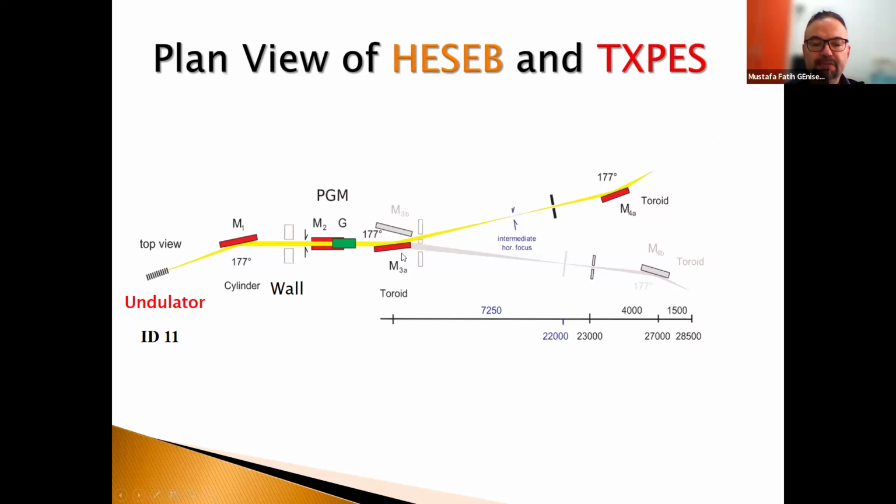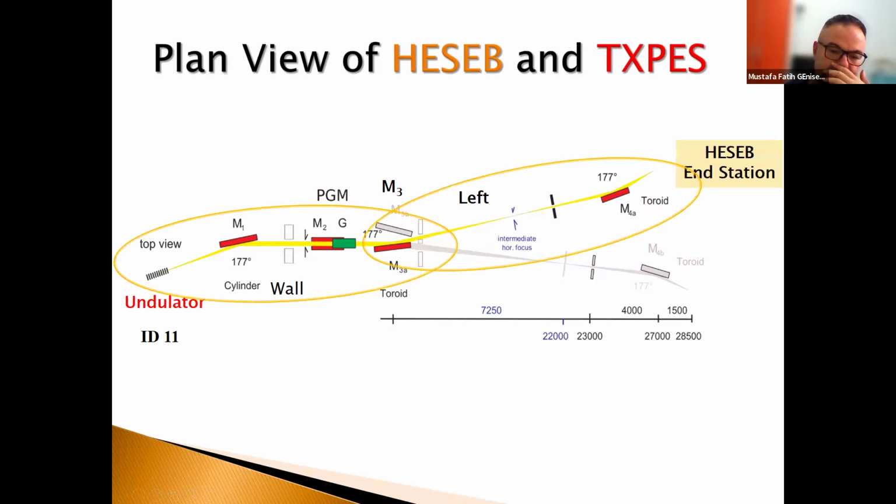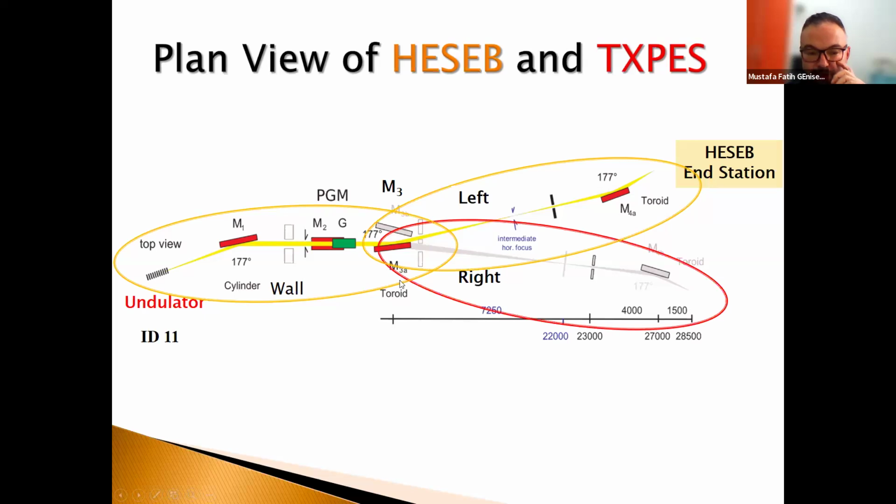If we put M3A in front of the beam, it will direct the beam to the left, to HESEB, as I mentioned, ID11L. We will focus the beam here, and after that we have a refocus mirror. At the end of the HESEB line, we have the HESEB end station. If we put M3B in front of the beam, we will direct the beam to the right, and at the end of this beamline we have the TechSpace end station. So again, HESEB and TechSpace are sister beamlines because they are using the same undulator and monochromator.